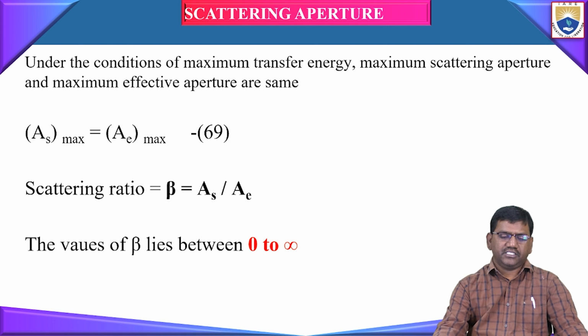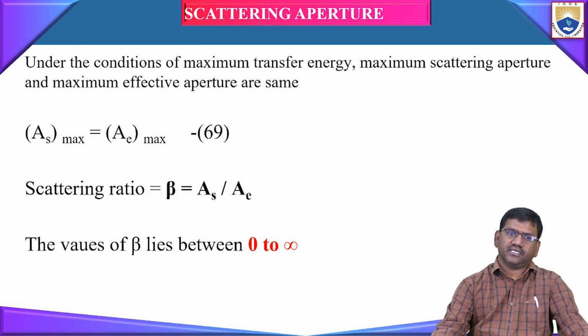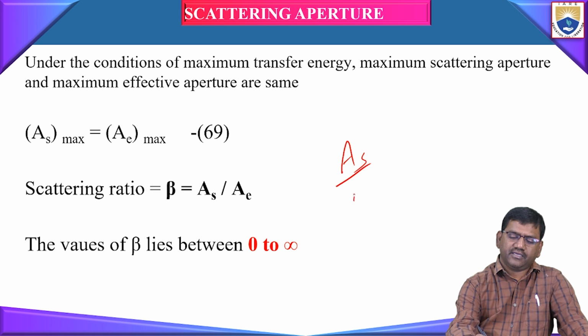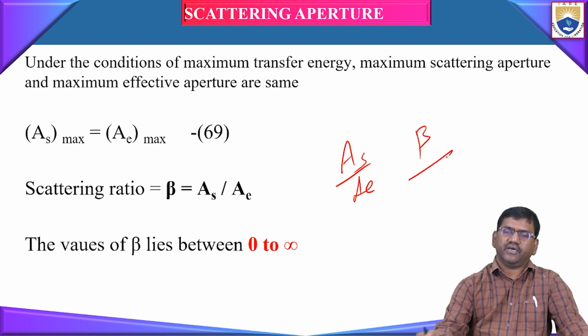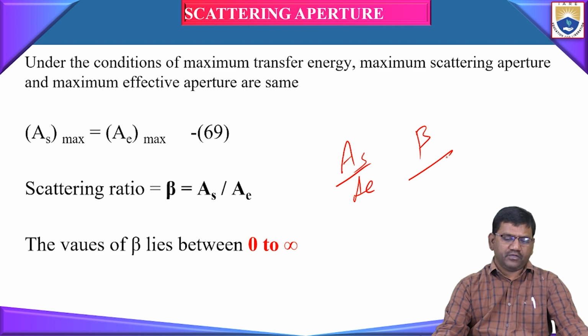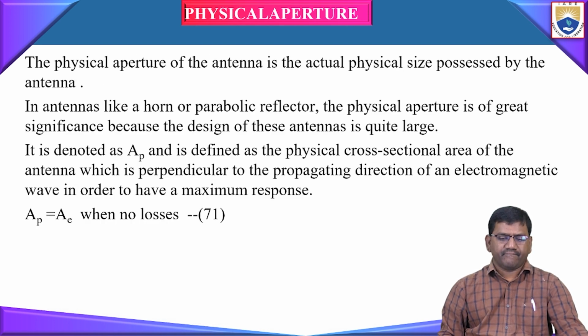The scattering ratio is defined as AS by AE, the ratio of the scattering aperture to the effective aperture. It is represented by the symbol beta, whose value lies between 0 and infinity.